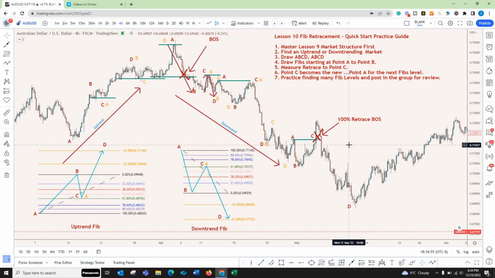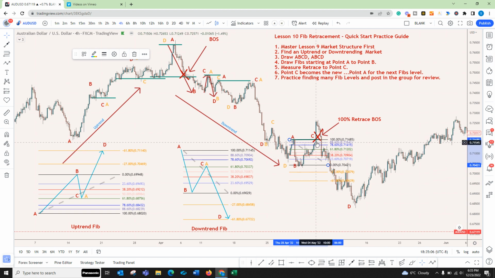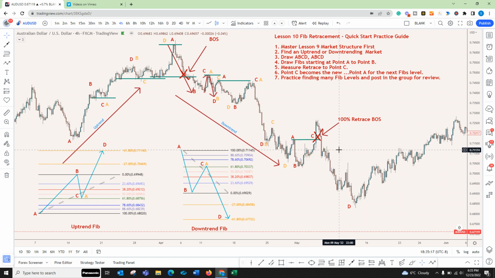And that's how we tie fibs into market structure and break of structure, because if we are ever drawing fibs A to B, and then we see price go all the way back and past this last level, that is a break of structure. It's also 100% retraced or beyond 100% retrace. And that's how you use fibs to see if you have a break of structure. Okay, let's see what I have here. Okay, point C becomes the new point A. Yeah, already got that.